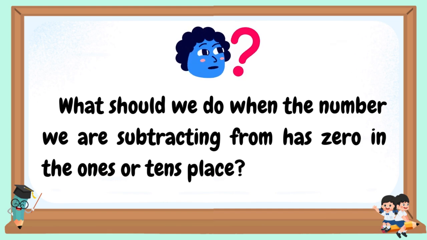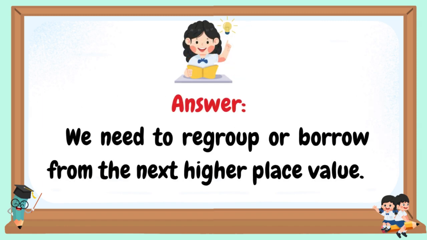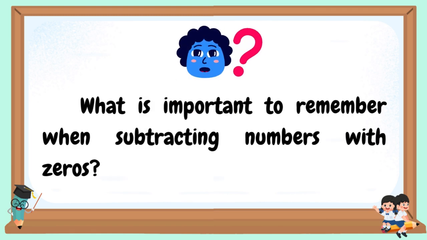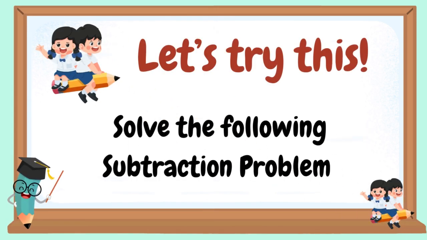What should we do when the number we are subtracting from has 0 in the ones or tens place? Answer: we need to regroup or borrow from the next higher place value. What is important to remember when subtracting numbers with zeros? Answer: always borrow carefully and line up numbers correctly. Let's try this. Solve the following subtraction problem.